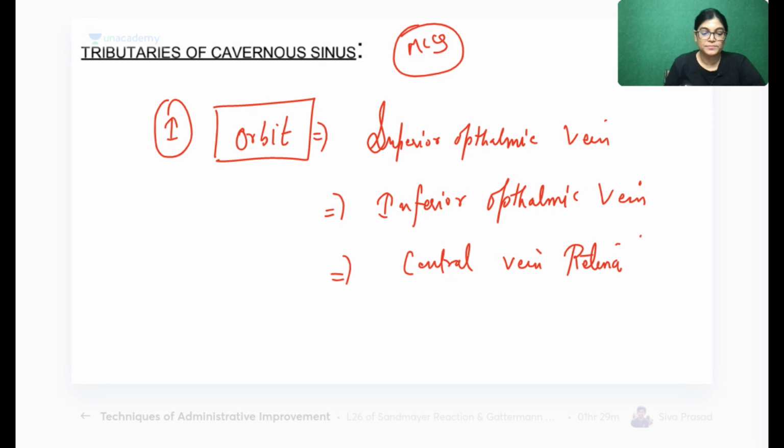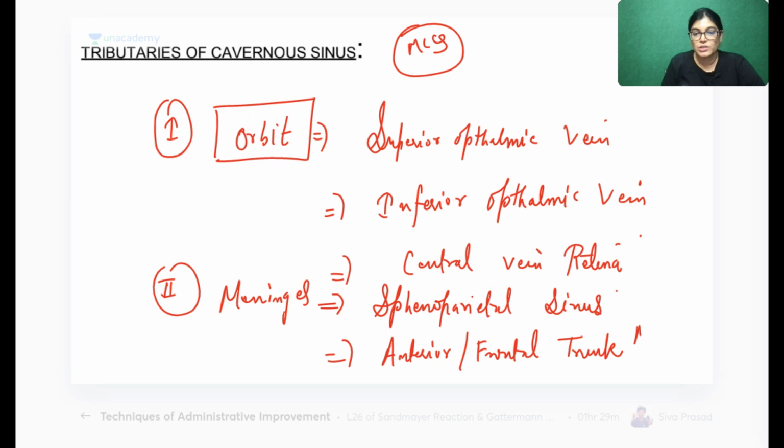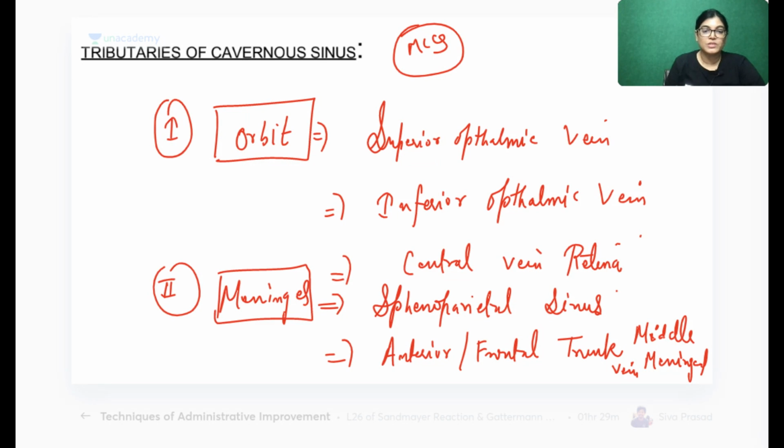These are the sources from the orbit. The second source is from the meninges. From the meninges, the sources are sphenoparietal sinus and the anterior frontal trunk of middle meningeal vein. Got it? So these are the meningeal sources.